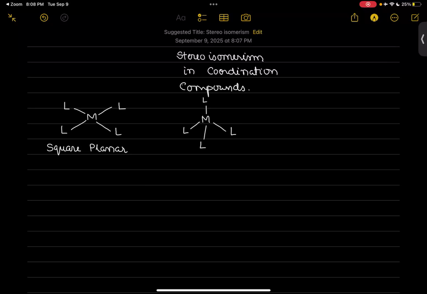And this is tetrahedral. Got it? And octahedral. Right? So what do you understand by stereoisomerism? First of all, tell me. And how many different types do we need to look into when we discuss stereoisomerism? Just tell me quickly. This is octahedral geometry.